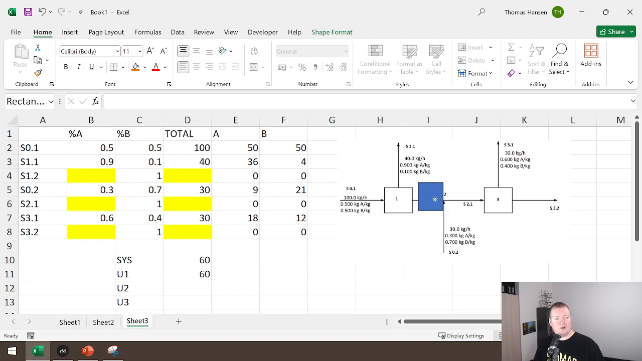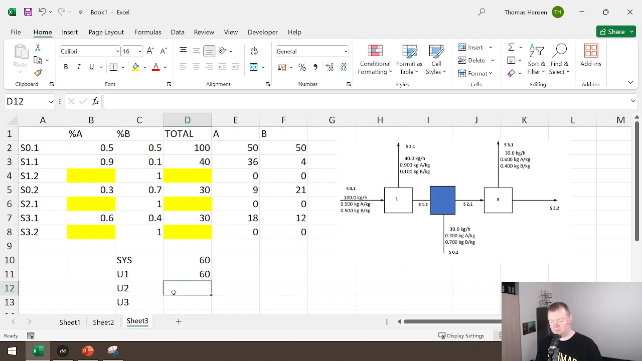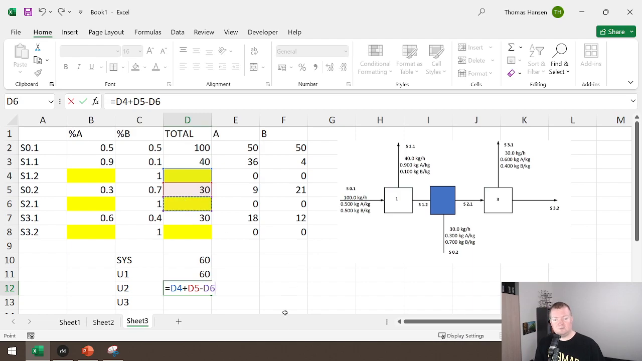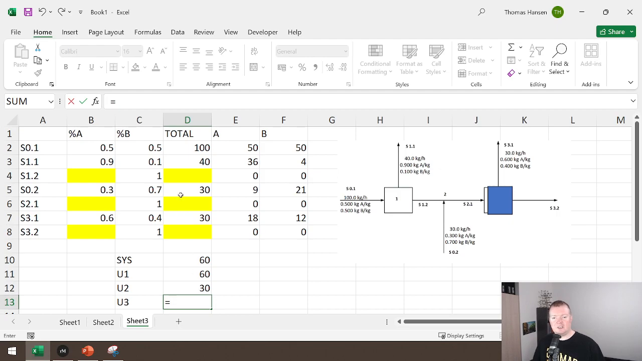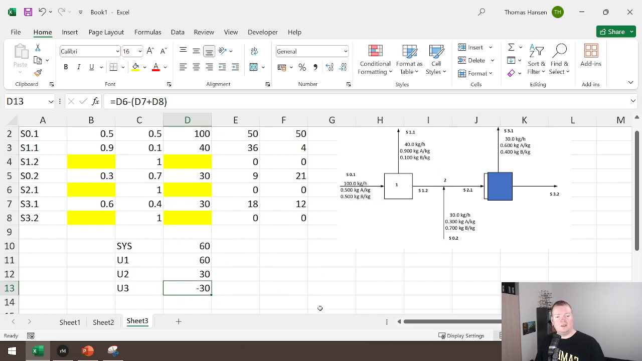We move it along to our mix point here. 2 streams go in, 1-2 and 0-2. So 1-2 enters plus 0-2 enters, subtract 2-1 goes out of my system. That is the balance for my unit operation 2. And finally for my unit operation 3, what goes in? 2-1. What goes out? 3-1 and 3-2. So again, what goes in? 2-1. What goes out? 3-1 plus 3-2. There we go. So that would be the balances for system and all of the units.